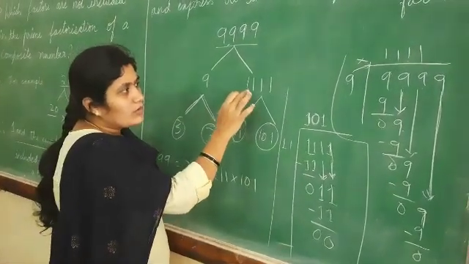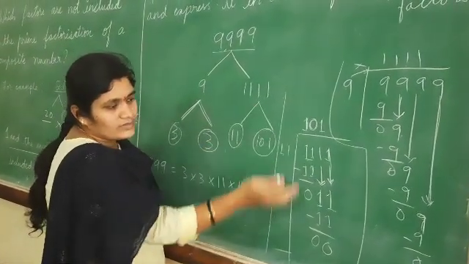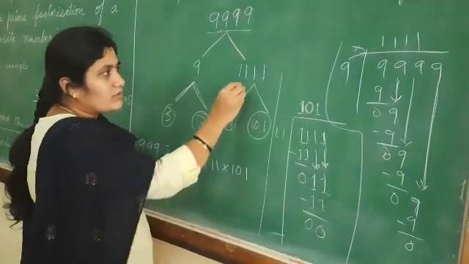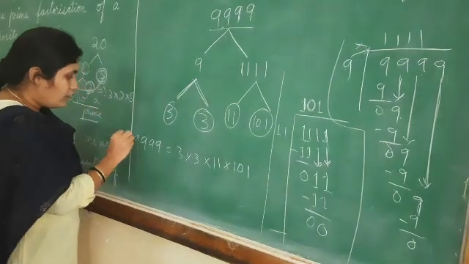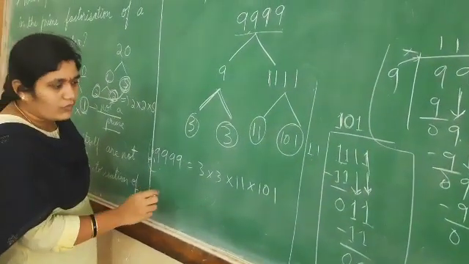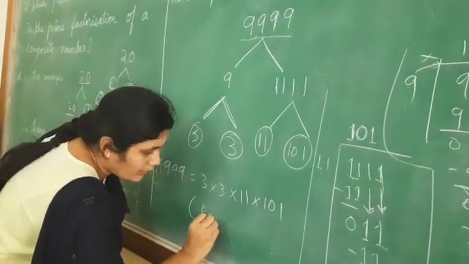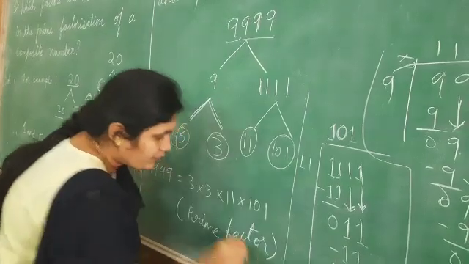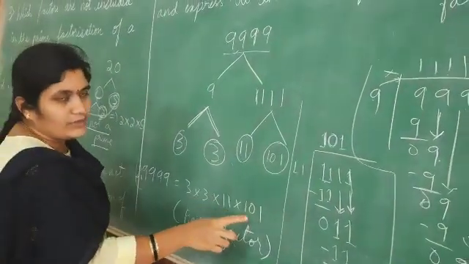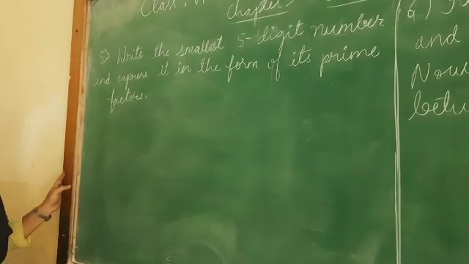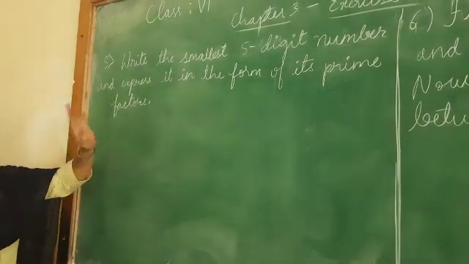Now move on to 1111. As you have seen in the division, 11 into 101 gives you 1111. Therefore the prime factors are, these are called prime factors because all the numbers are prime here: 3 into 3 into 11 into 101. Now let me move on to the fifth problem.